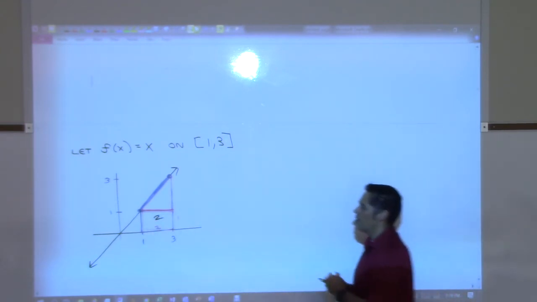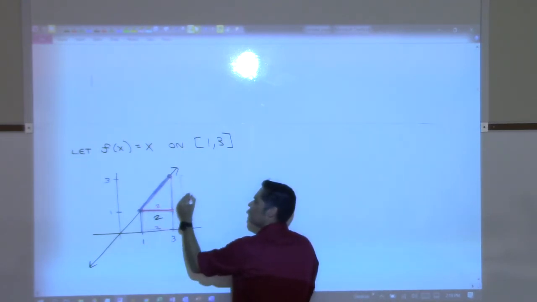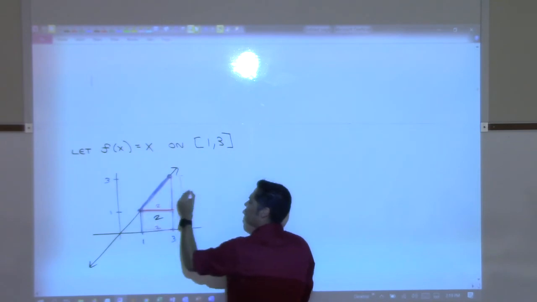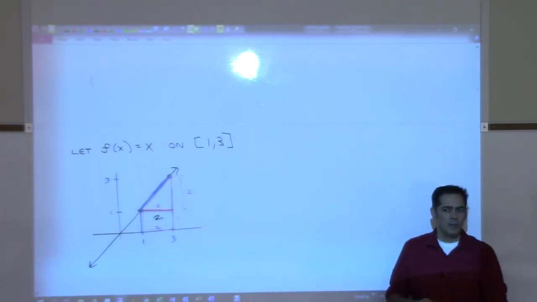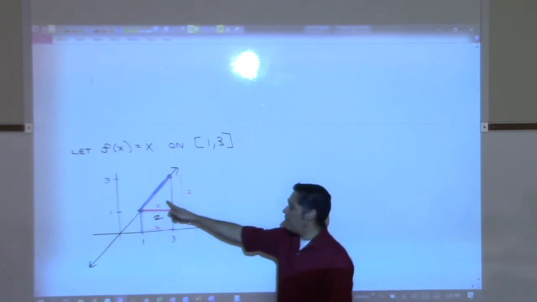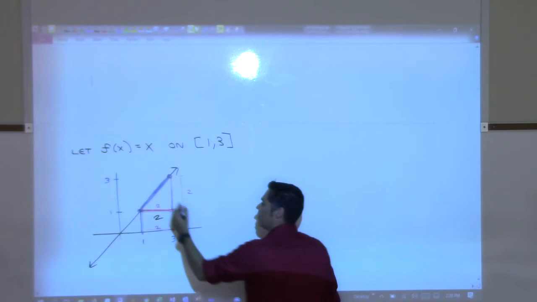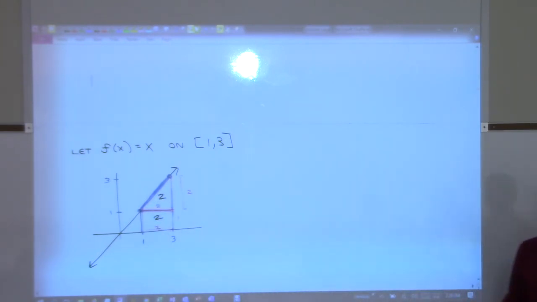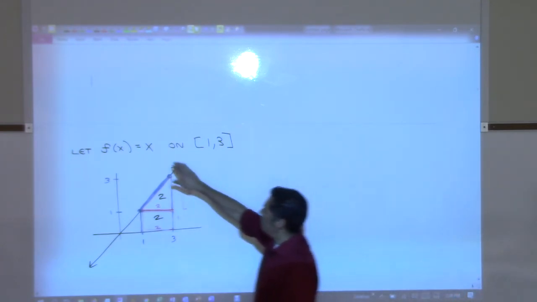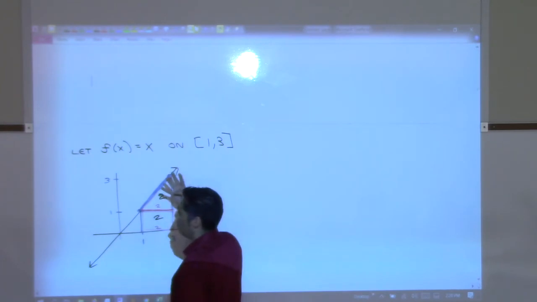Okay, what about the triangle? It's 2 wide. How tall? So it goes from 1 to 3, so it's 2. So we have the base and the height, don't we? So the area of that triangle should be 1/2 base times height. So half of 4, that's 2. So that area is 2. So what's the area underneath that curve? 4. Everyone agree? Okay, so the area underneath this curve between 1 and 3 should be 4.